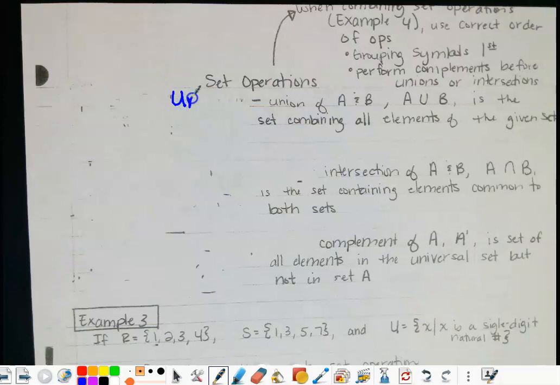Okay, so see, this is why I want to do it. So we have a union. Union is denoted with this lovely U symbol. It's the set combining all elements of the given sets.